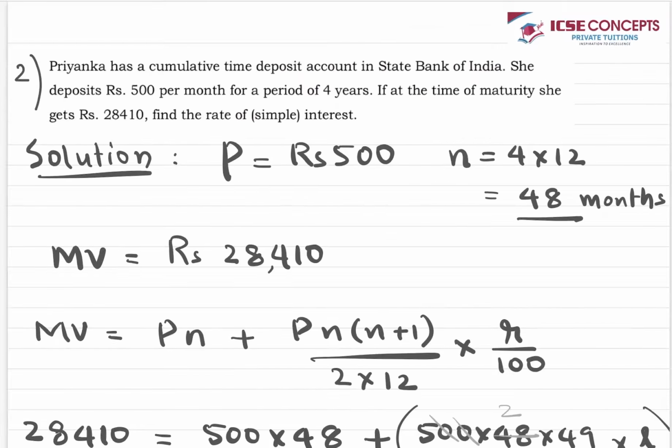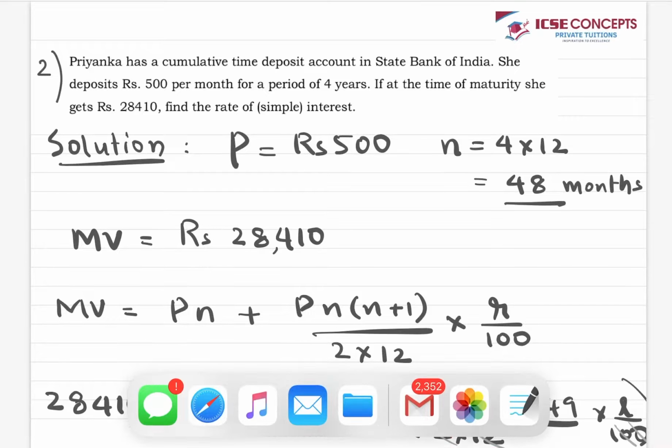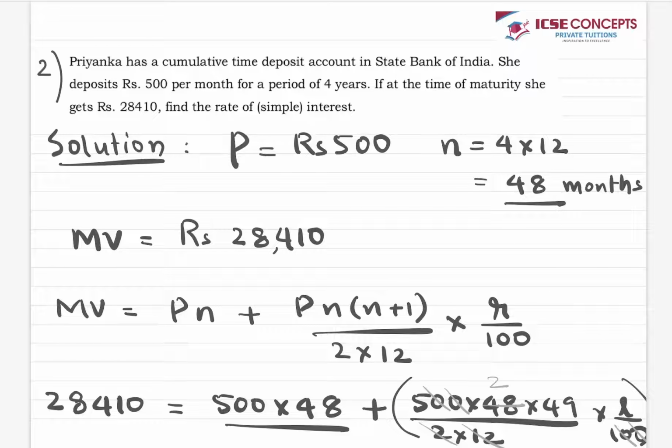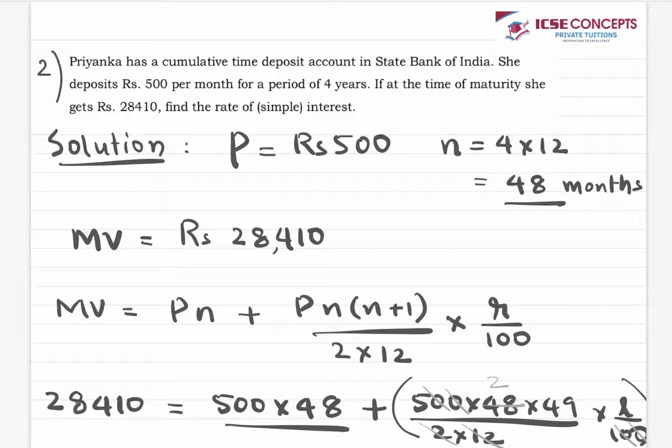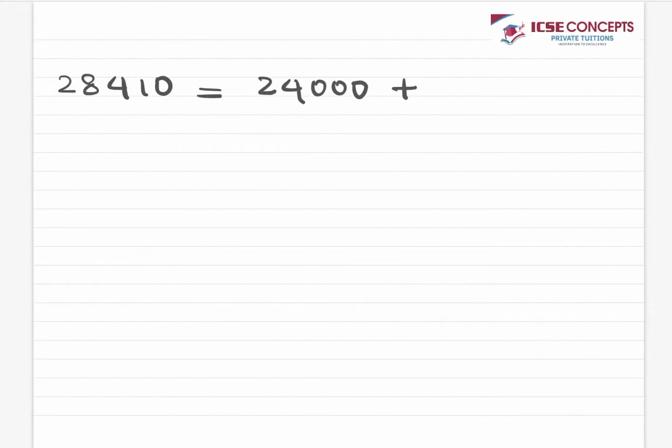28,410 is equal to 50 into 48. So here 50 into 48 comes out to 24,000, right? So you can write 24,000 plus, after cancellation you get 5 into 2 is 10. 10 into 49 is 490. That's going to be 490 R. So you can write plus 490 R.